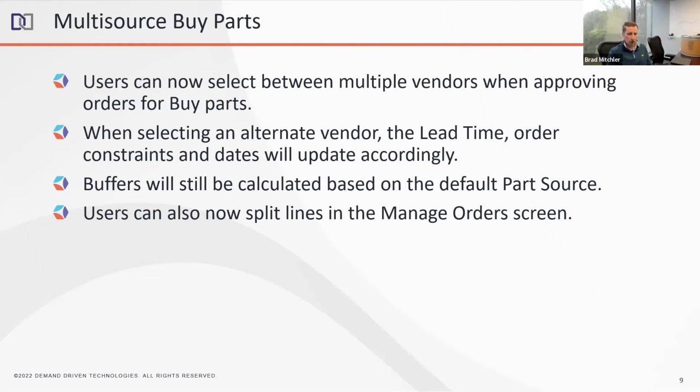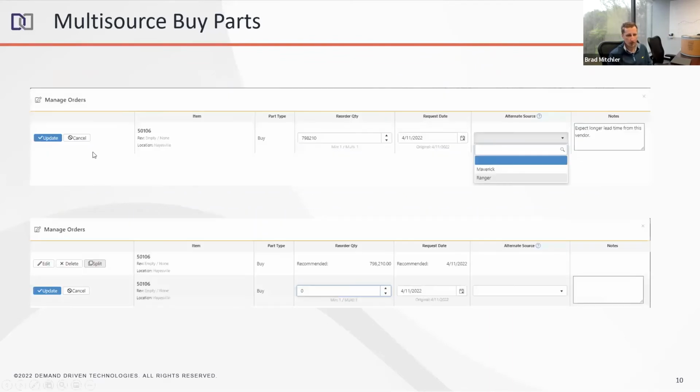Very important note on multi-source parts. We're not changing the way that we calculate the buffer. The buffer is still calculated based on one default part source that's defined in our part upload or part interface. And that will still drive the buffer calculation and the initial order recommendation. And then I'll show you here, we just added this great new functionality to be able to split lines as well. So potentially you can control and have lines or purchasing from multiple sources to service the same recommended order in our Workbench via the DDMRP rules.